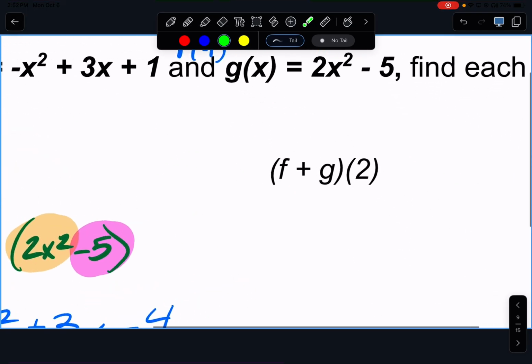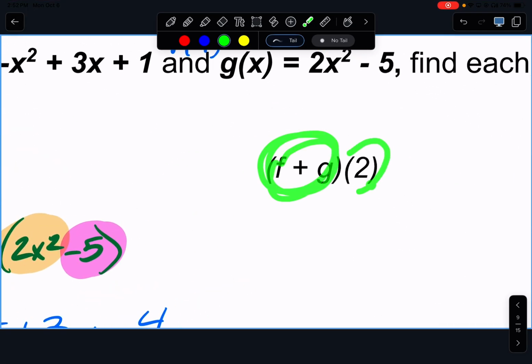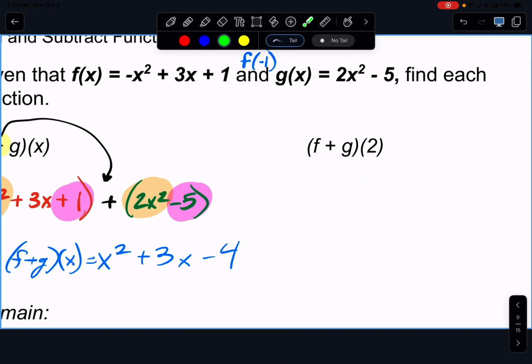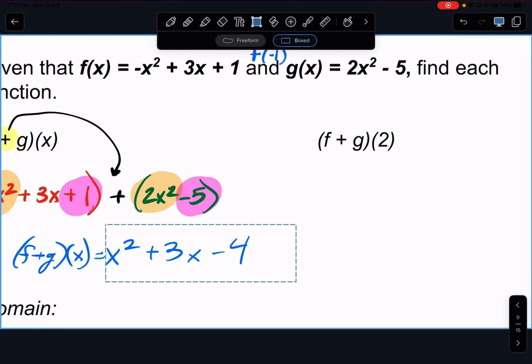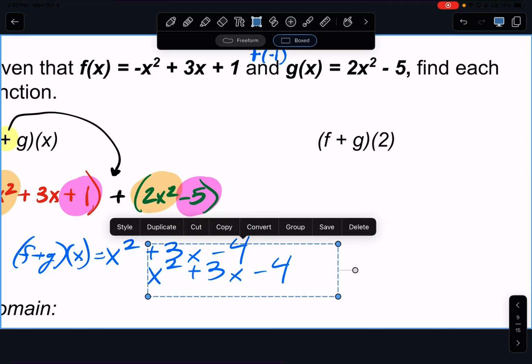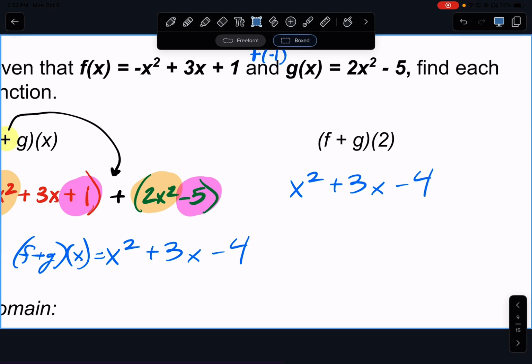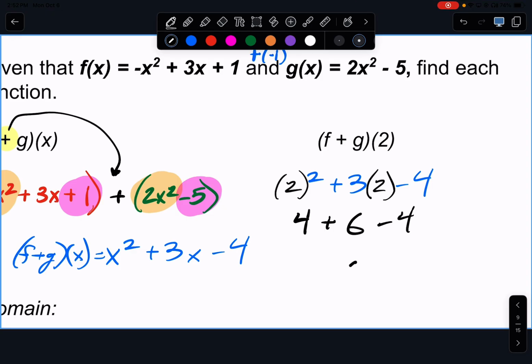All this means now is that we have our combined function, but now we're going to solve it for 2. So all I'm going to do is take this equation down here and duplicate it. Then everywhere that I see an x, what am I going to put in its place? 2. So I'm going to put a 2 right here, and a 2 right here. That's all we did. We just substituted for the variables. Now 2 squared is 4, plus 3 times 2 is 6, minus 4, which is going to give me 6.